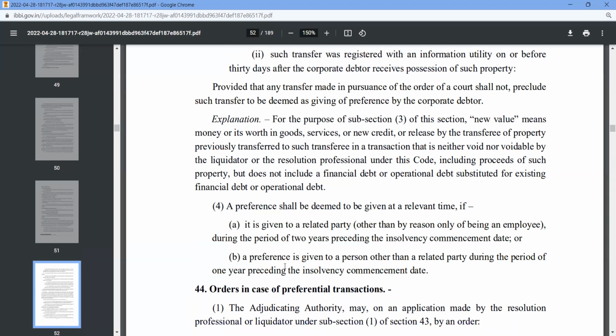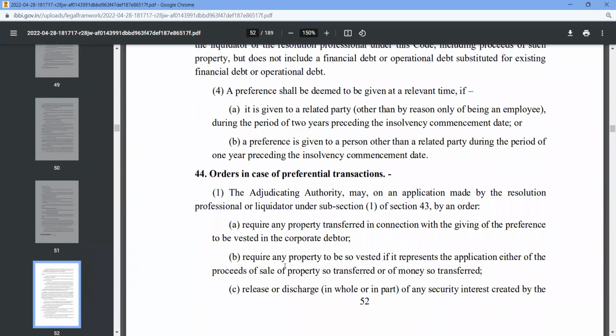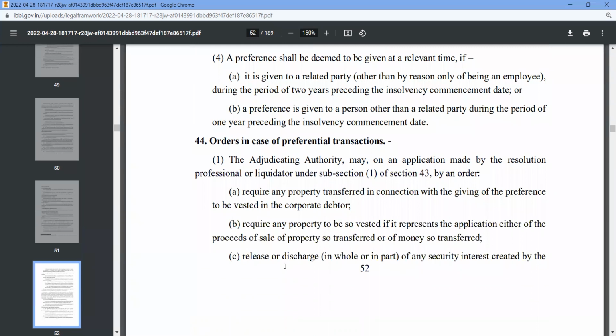Now, what are the orders which can be passed by the adjudicating authority? So the adjudicating authority, basically the effect is reversal.